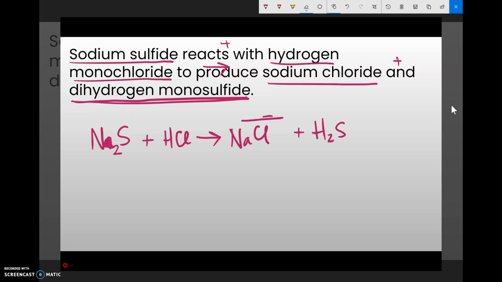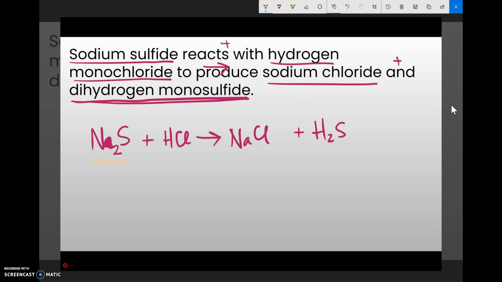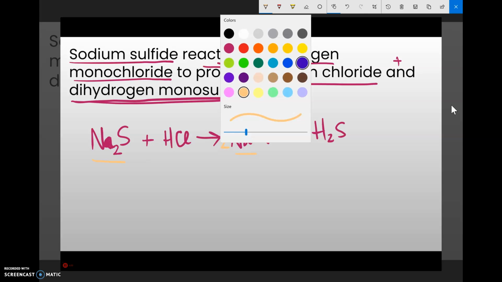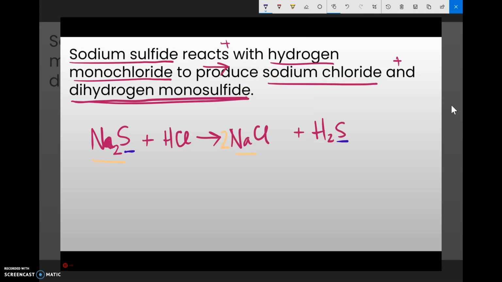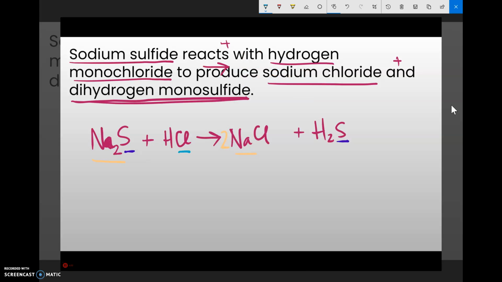I'm going to go ahead and erase those charges so it looks a little bit nicer. Okay, so now we've got 2 sodiums, 1 sodium, so we're going to put a 2 right there. Then we have 1 sulfur, so that looks great. Now let's go to chlorine. We've got 1 chlorine, and this one we have 2 because that 2 goes to everything behind it. So we have 2 chlorine here. We only have 1 here, so we're going to put a 2.